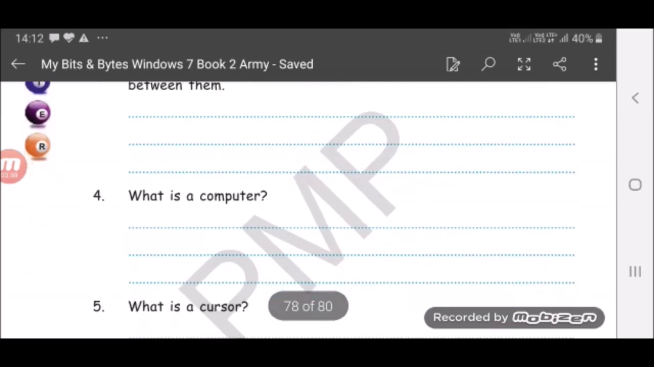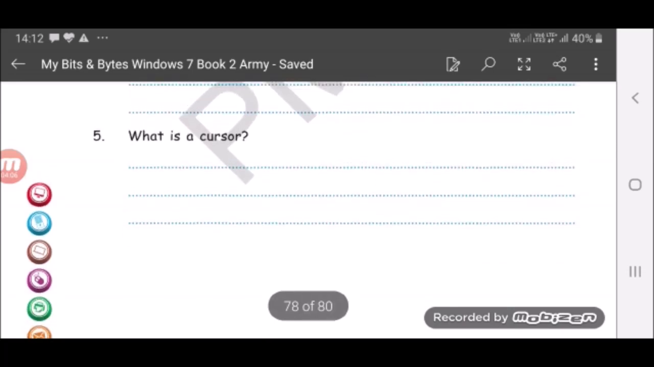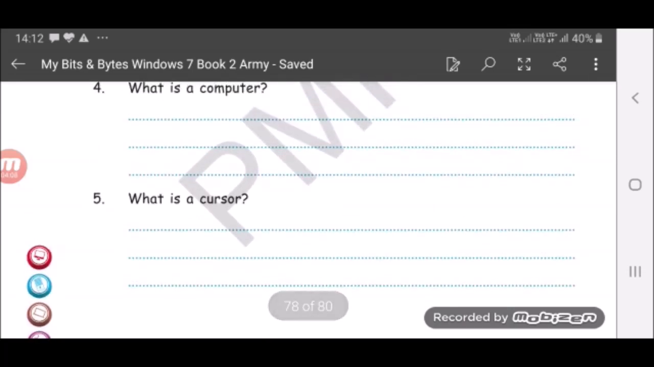Next question is, what is a computer? A computer is an electronic machine which works very fast without making mistakes and without getting tired. I will share the answers, then you can write. Okay? What is a cursor? A cursor is a small blinking line which tells us where the next letter we type will appear.